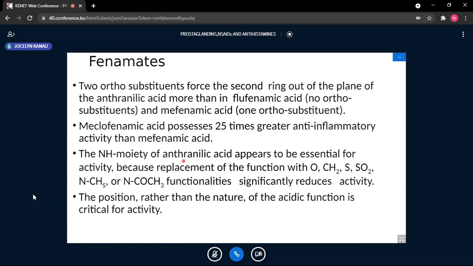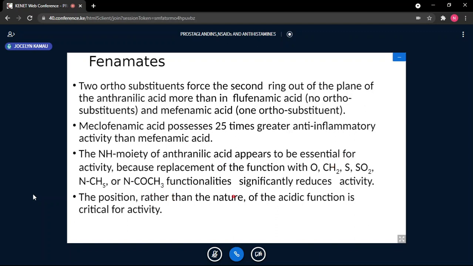The NH moiety of anthranilic acid appears to be essential for activity. That is the polar NH group with the joining atom, because replacement of this function with either an oxygen, a methylene, a sulfur, a sulfone, N-methyl, or N-acetyl functionalities significantly reduces activity. So we are saying the NH moiety, which joins the anthranilic group and the substituted phenyl group, is important for activity. Its removal or replacement destroys activity.